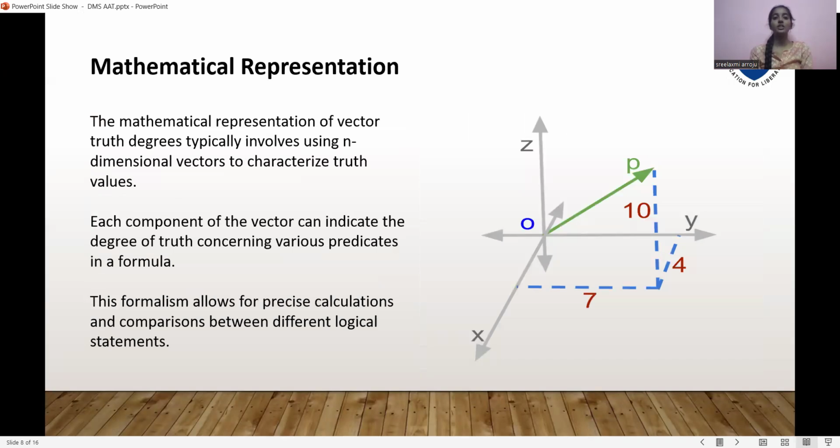Mathematical representation. The mathematical representation of vector truth degrees typically involves using n-dimensional vectors to characterize truth values. Each component of the vector can indicate the degree of truth concerning various predicates in a formula. This formalism allows for precise calculations and comparisons between different logical statements.